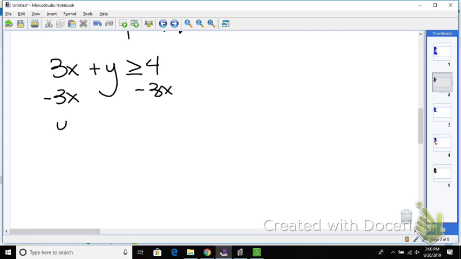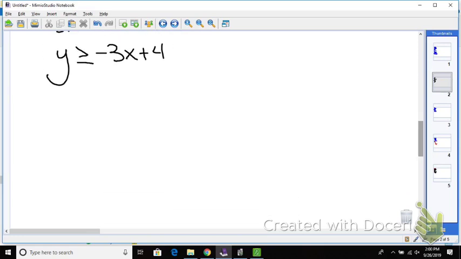So I have y is greater than or equal to negative 3x plus 4. I like to write it in mx plus b form. So when we go to graph this, where are we going to start our graph? Up at 4. And then our slope is negative 3 over what? Over 1. So I'm going to go down 3, 1, 2, 3 over 1.